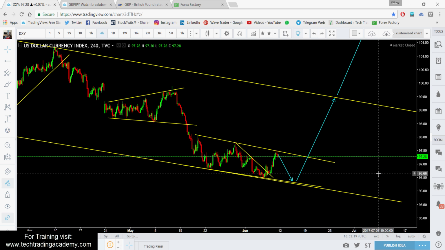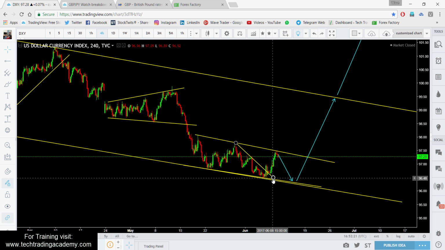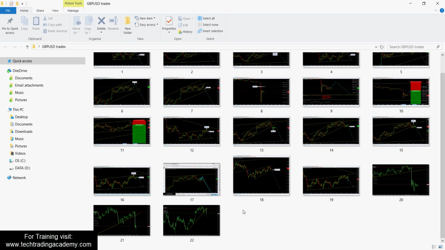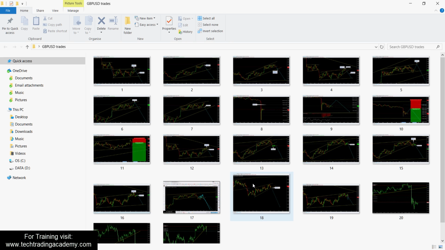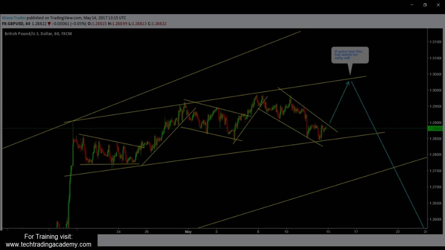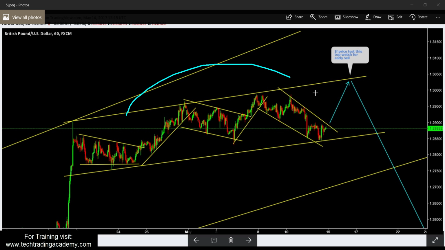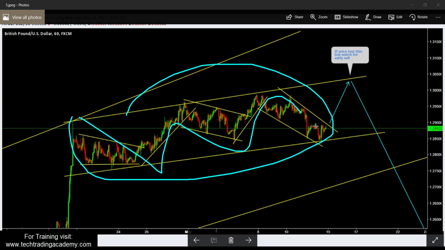Okay, the similar way, the way we have done on pound dollar. Yeah, so this is the best example for you fellas to understand. We are having a similar formation on that pair on dollar index. We were having a reversal channel. That was the place where we were paying attention.